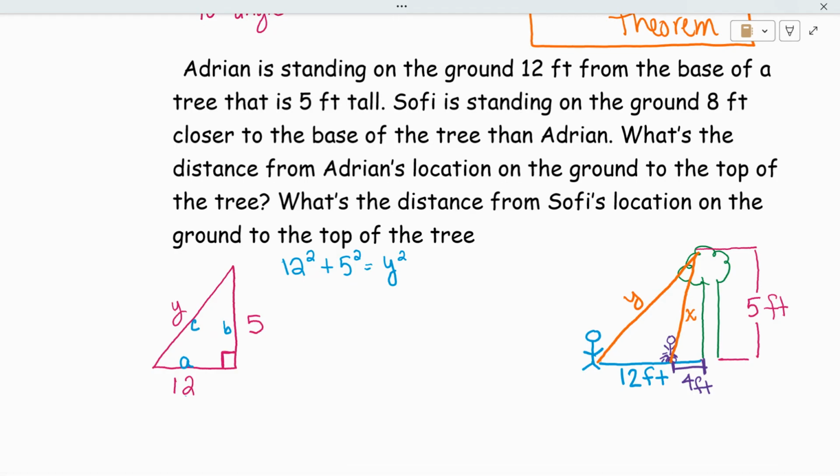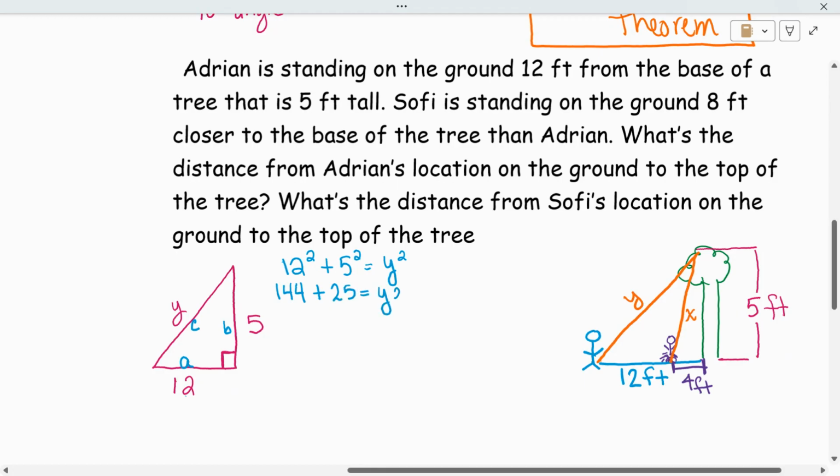So what is 12 squared? Yeah, good job. 144 plus 5 squared is 25, equals y squared. So what is 144 plus 25? 169. So 169 equals y squared. How do I figure out what y is? I have to unsquare it. How do you unsquare something? The square root of it.